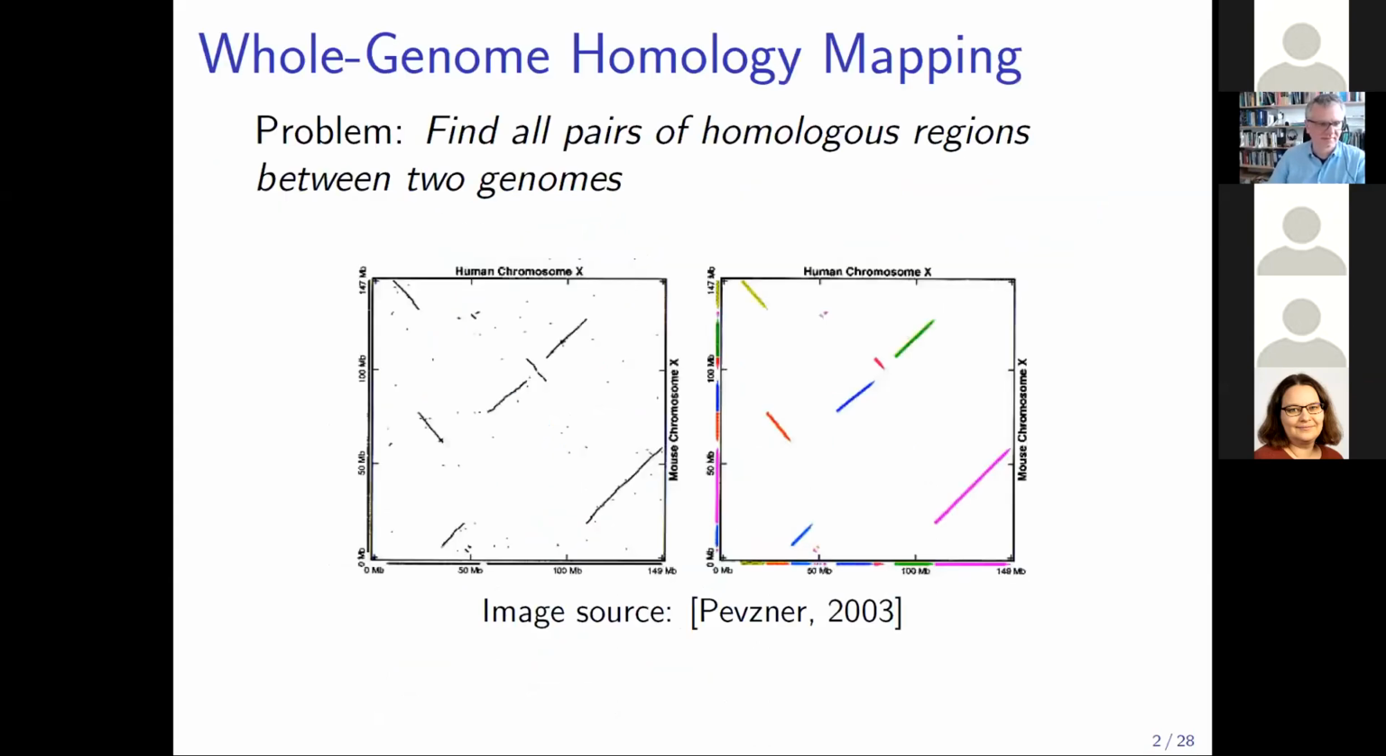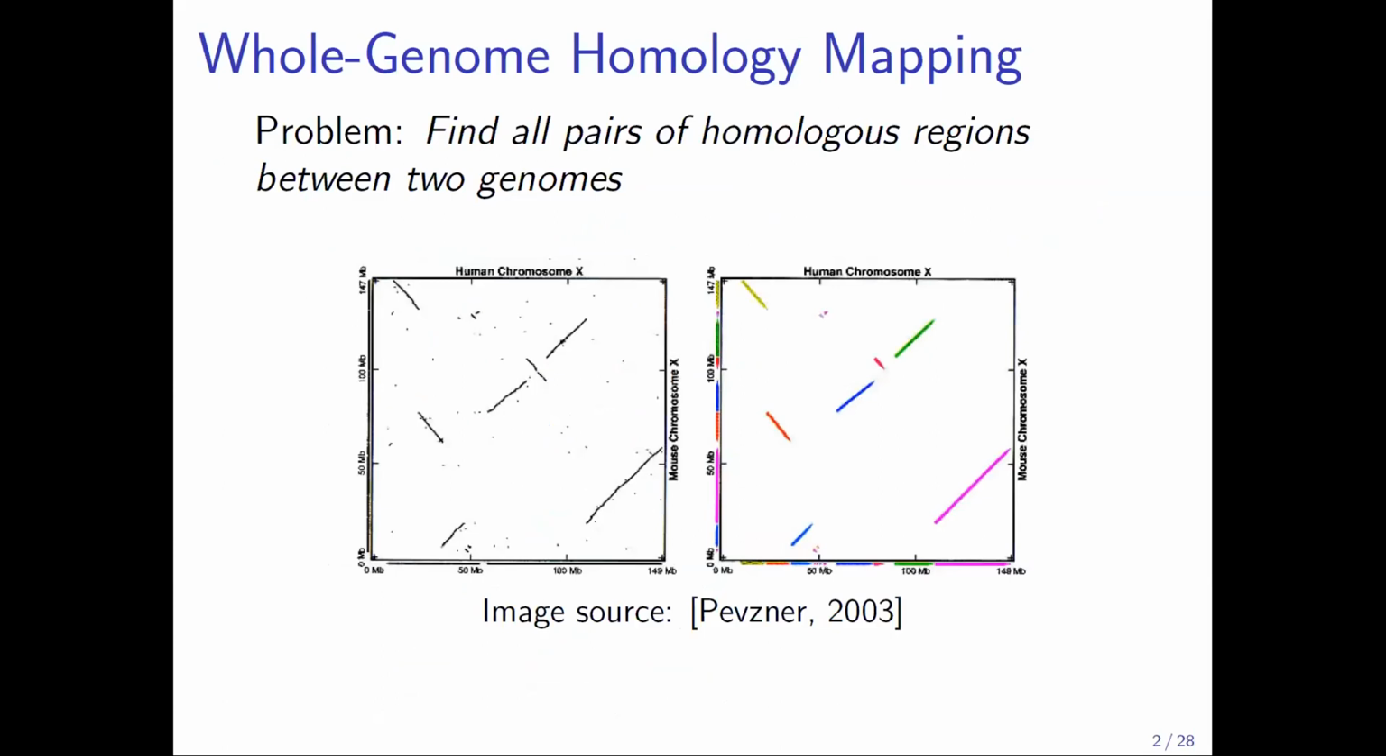So first, let's talk about the problem of whole genome homology mapping. It's a problem of finding all pairs of homologous regions between two genomes. And it can be visualized with a very familiar picture to almost everyone in bioinformatics: a dot plot.